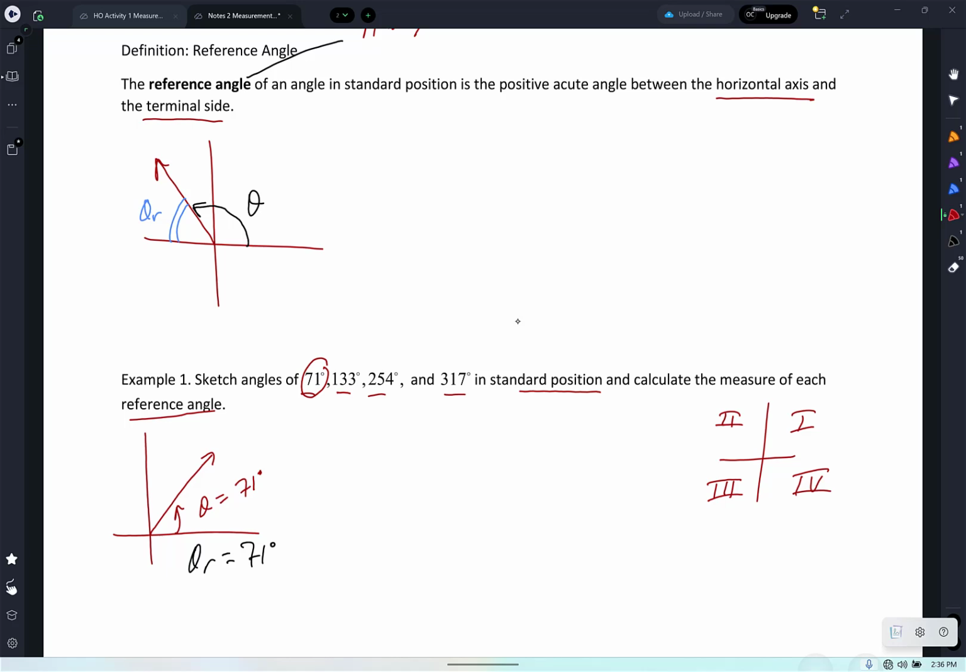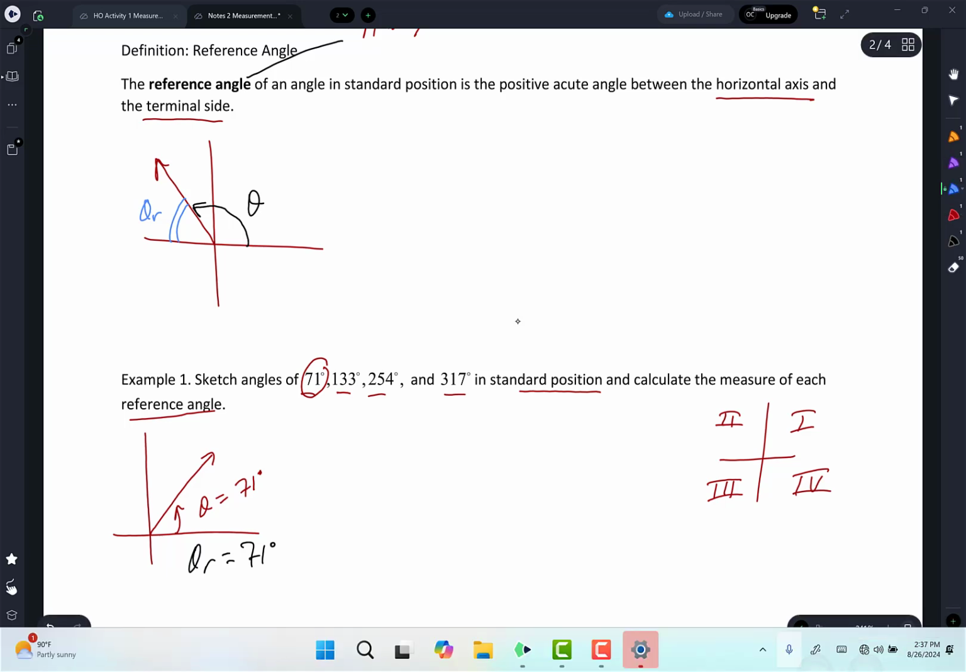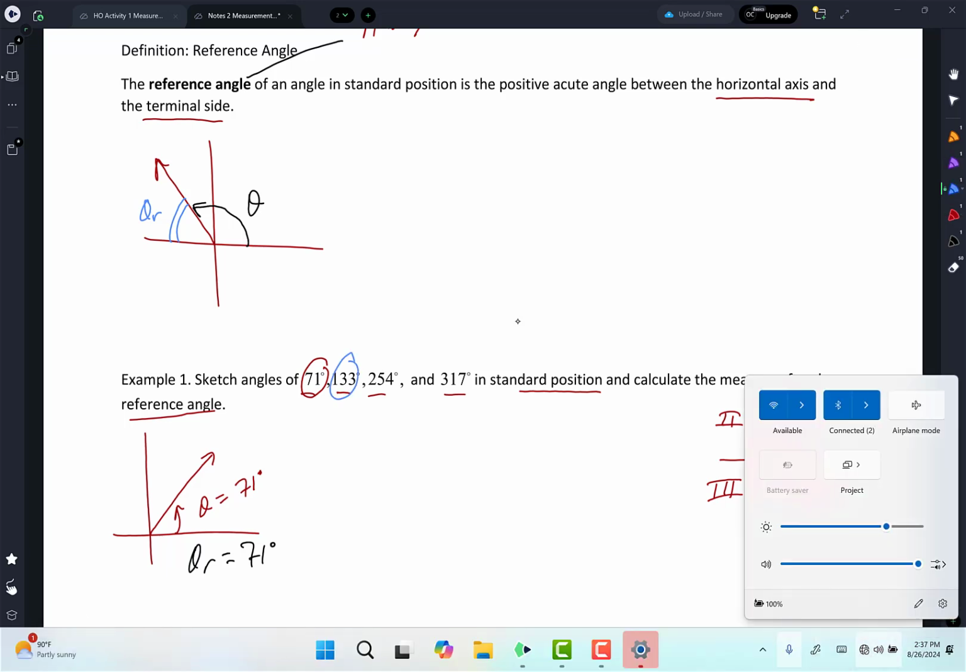All right, 133 degrees. What quadrant? 2. So I'm going to exaggerate quadrant 2. I'm going to change colors. Let's see. Let me do sky blue. So here it is. I'm trying to color code it.